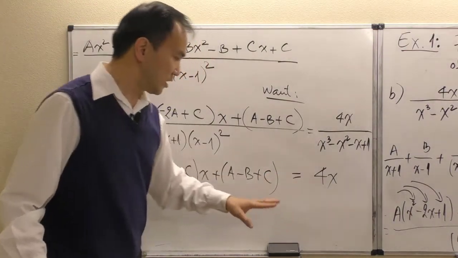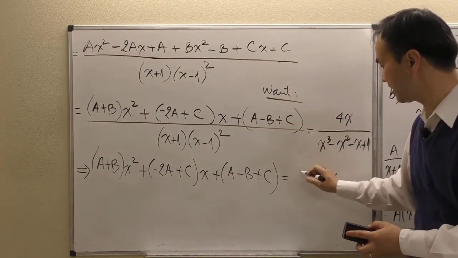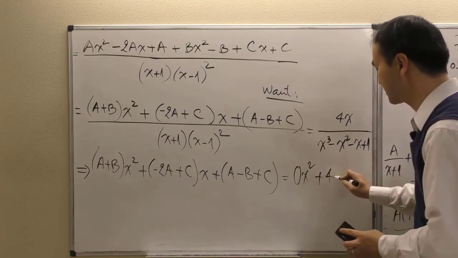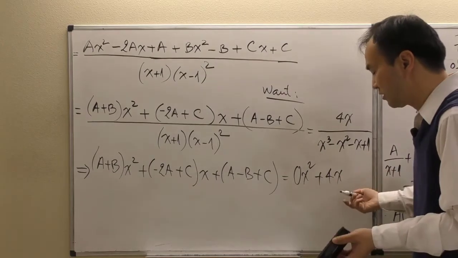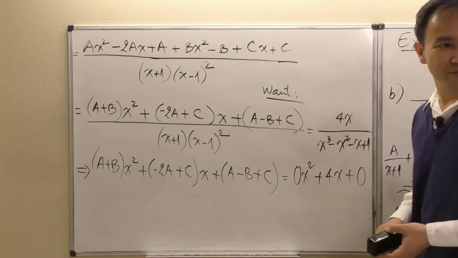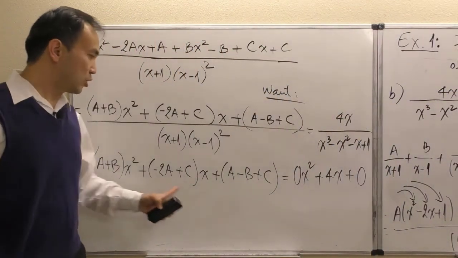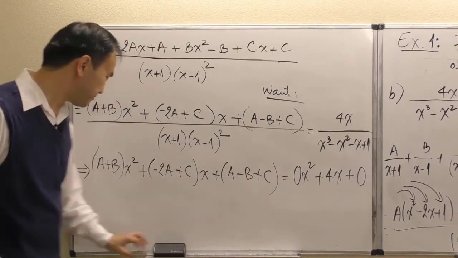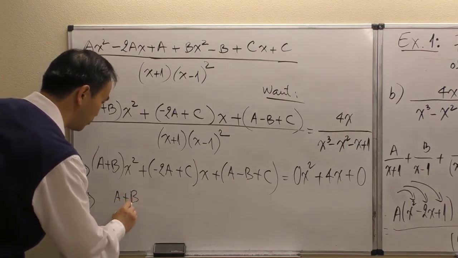If you don't see an x squared term, that means the right-hand side has 0 x squared, and then plus 4x. And we don't see a constant term, so this means it's plus 0. All right, and now at this point, we are ready to equate the corresponding coefficients left and right of the equation. So a plus b must equal 0.